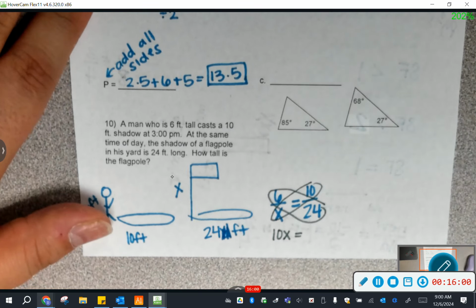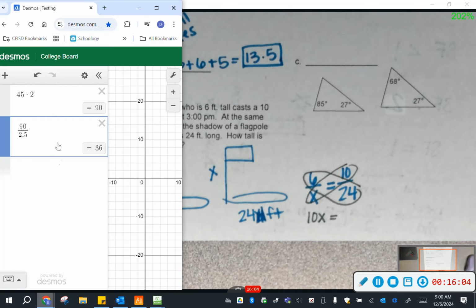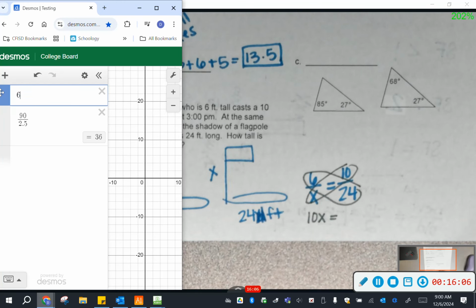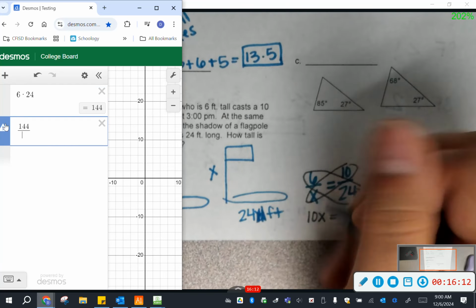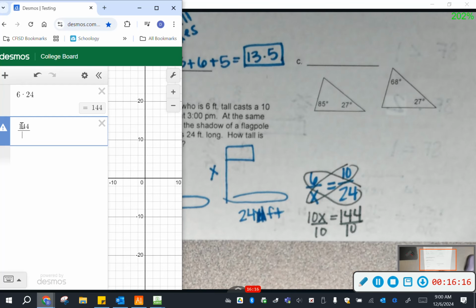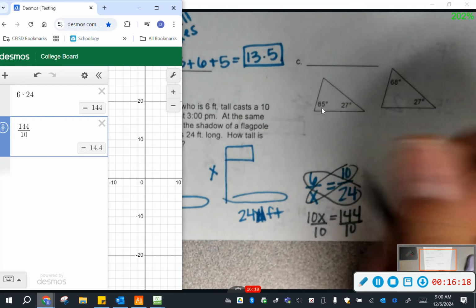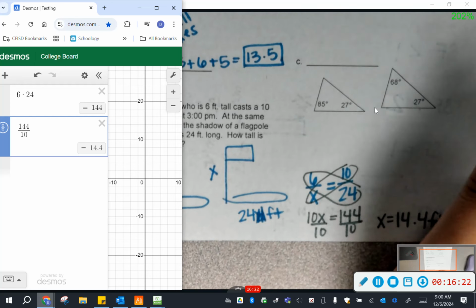Ooh, what is 6 times 24? I don't quite know that off the top of my head. 6 times 24 is 144. What am I going to divide 144 by? Divided by 10, and I get 14.4 feet.